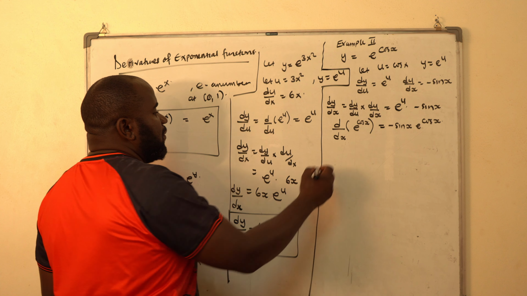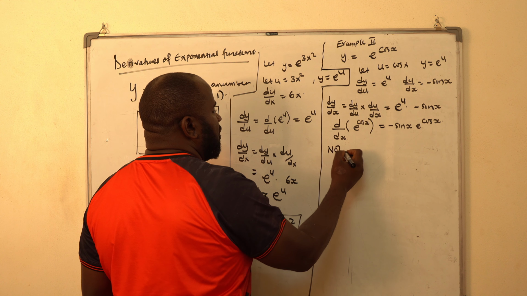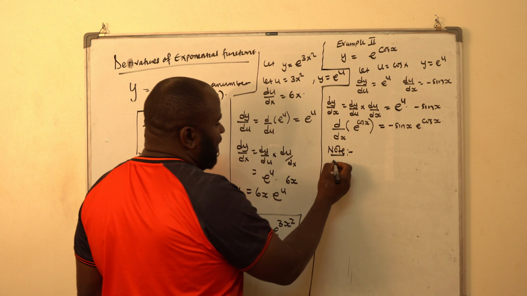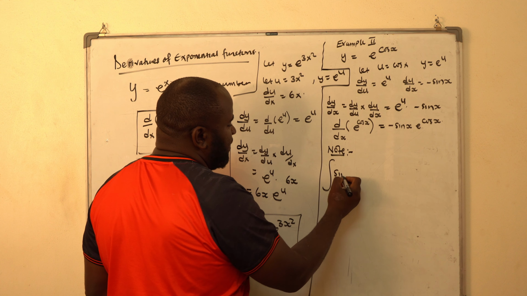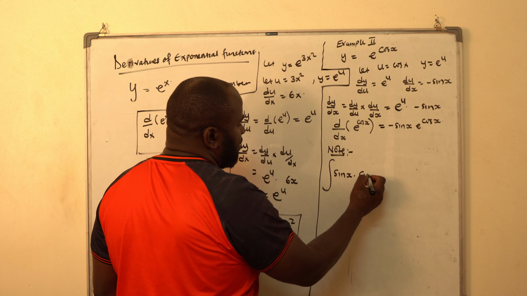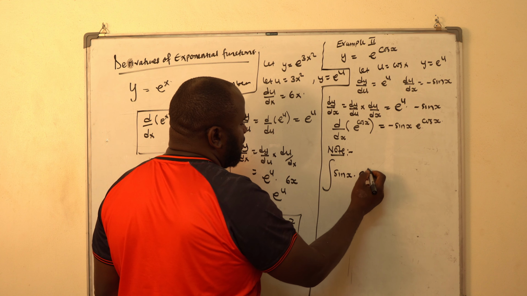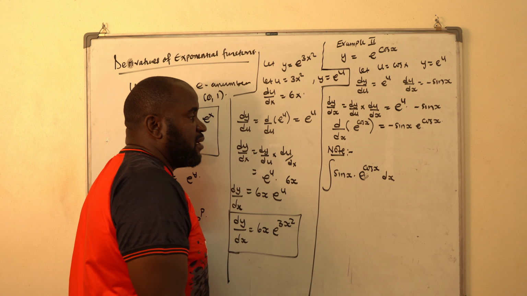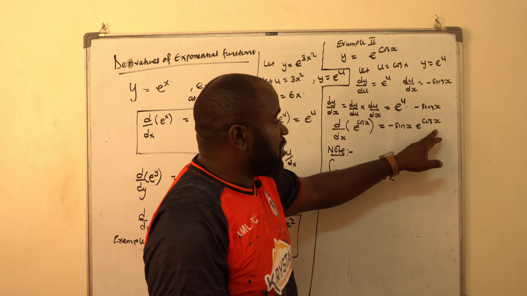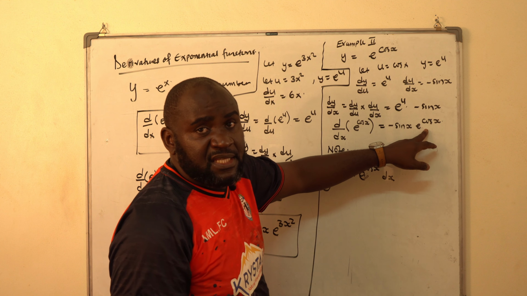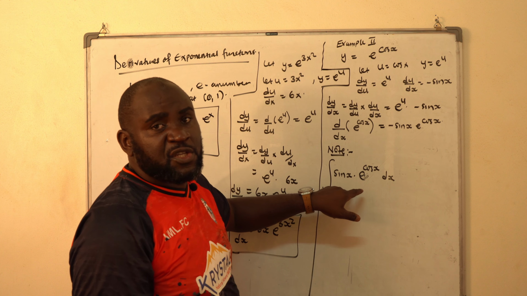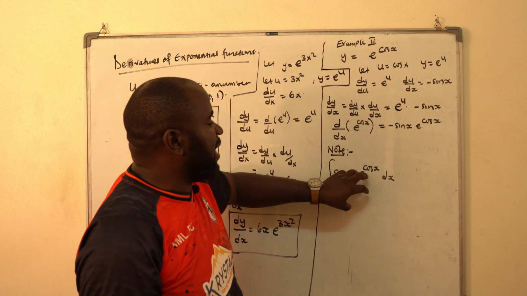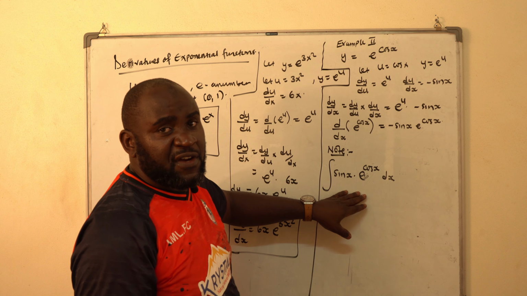Now, note, the time is going to come when we shall have an integral of sine of x exponential cosine of x dx. This is what the derivative is stating. So you ask yourself by inspection, where does this come from? I'm just talking about it because time is going to come when we are going to integrate exponential functions.